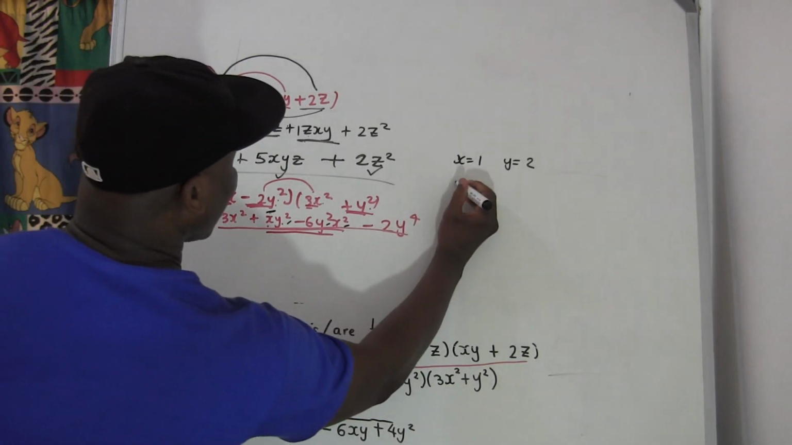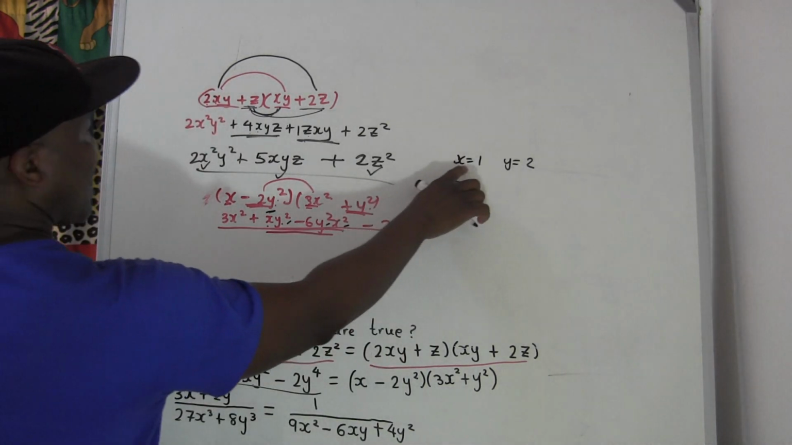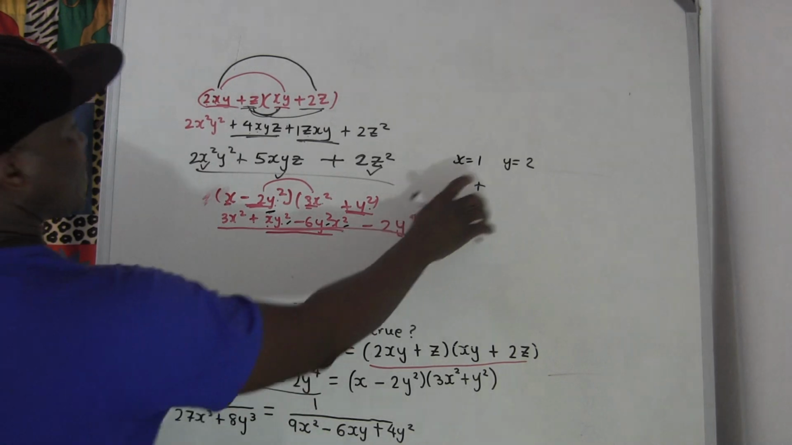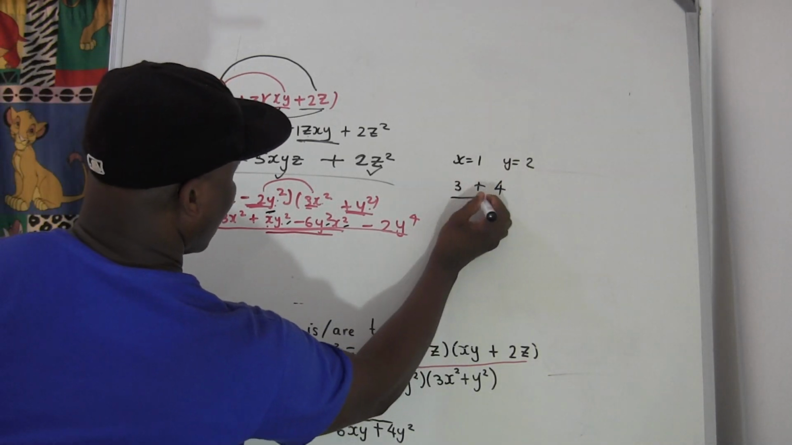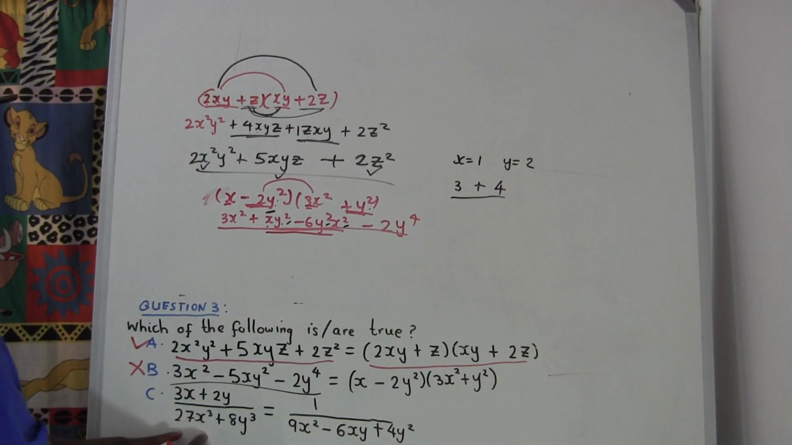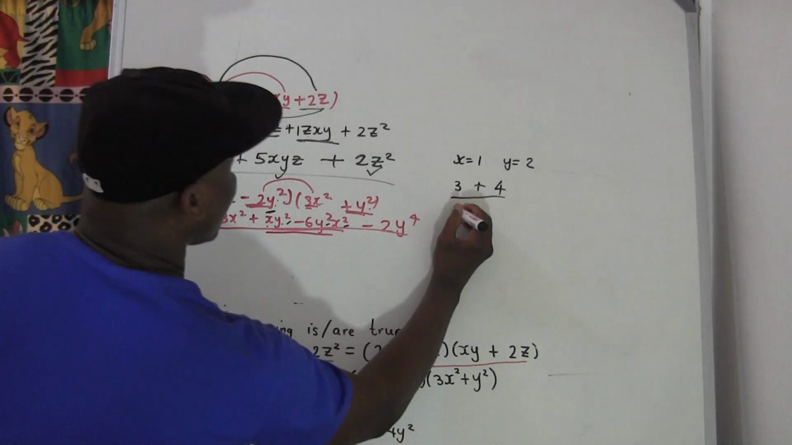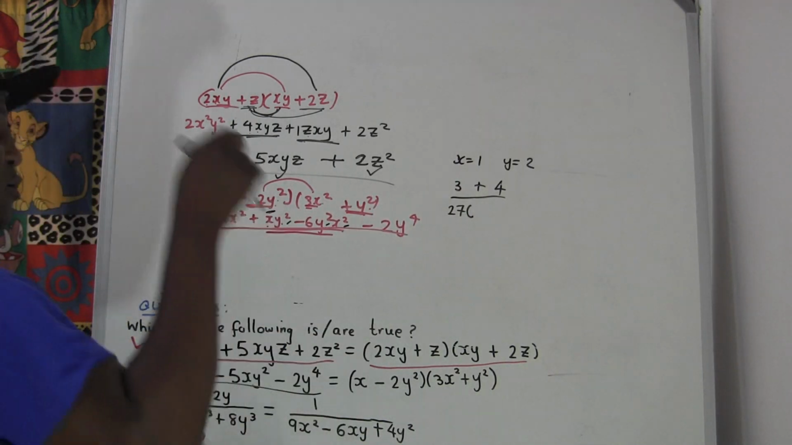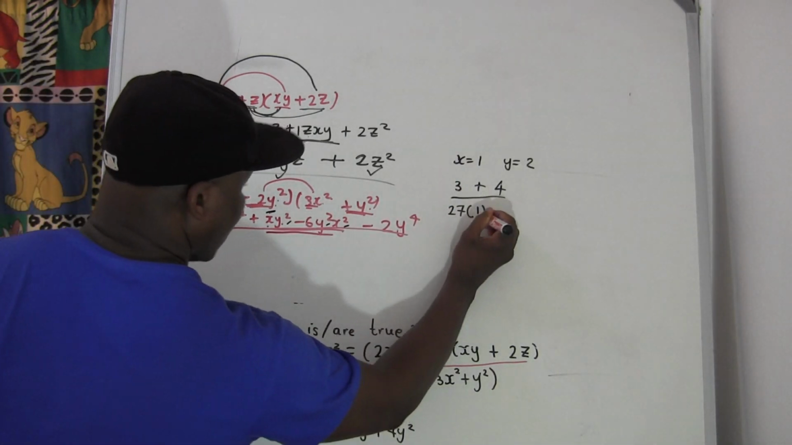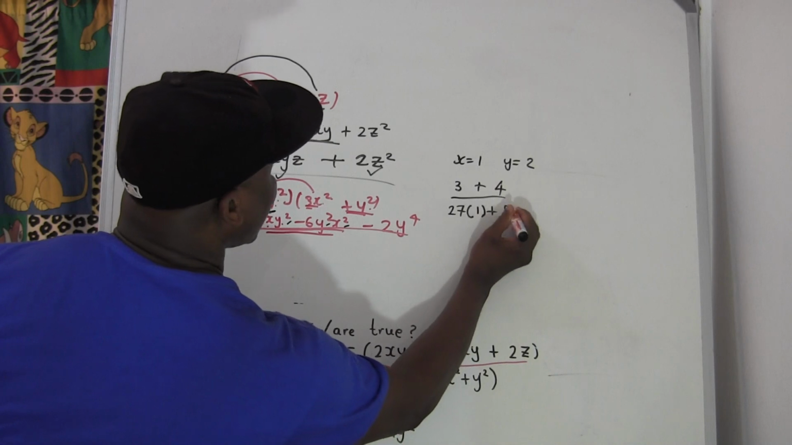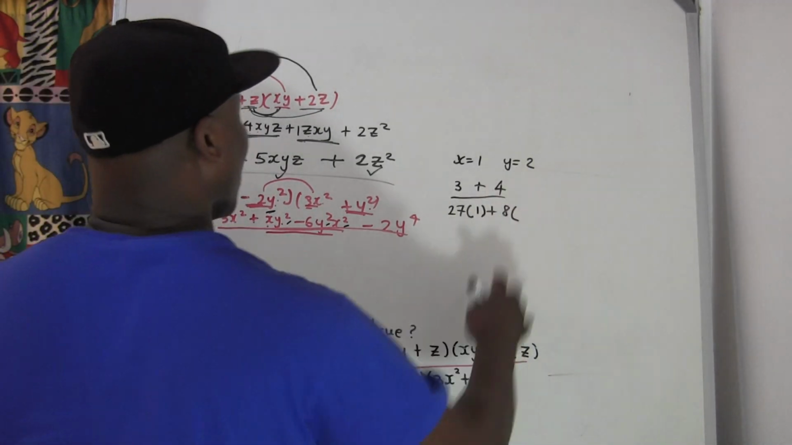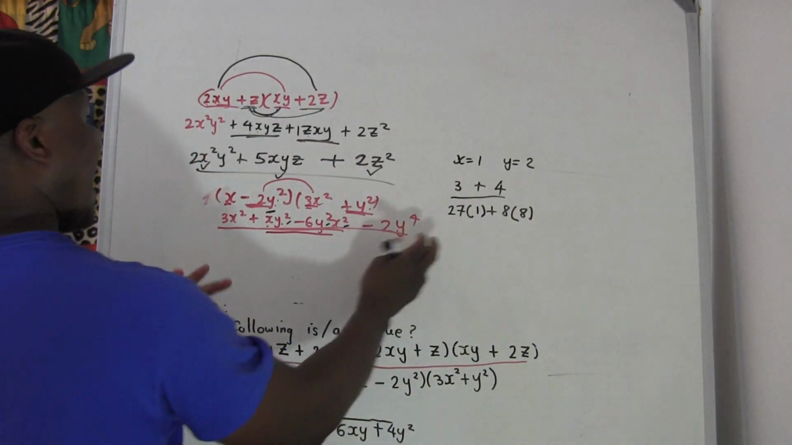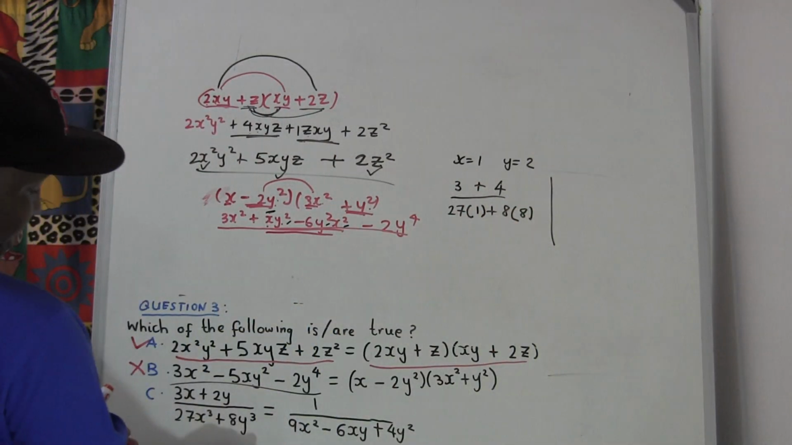Now this is going to be 3 times x. So 3 times 1 equal to 3. Now we go plus 2 times y. 2 times 2 equal to 4, over 27 times 1. 1 cubed is 1 times 1 times 1 equal to 1. Now we go plus 8. What is y? y equals 2. So 2 times 2 times 2 equal to 8. This is what we have for the left hand side, means this side here.